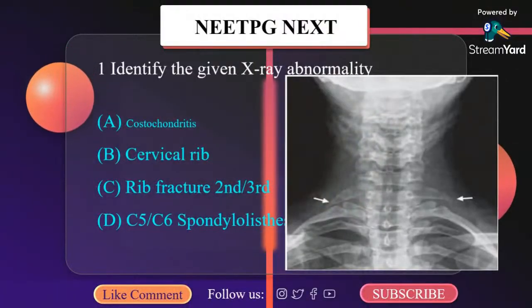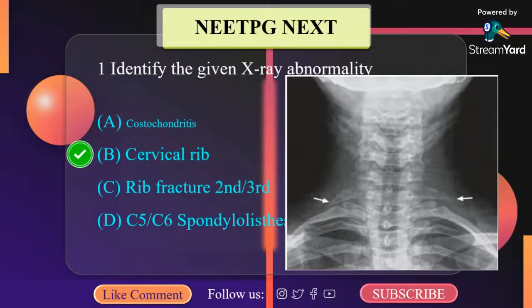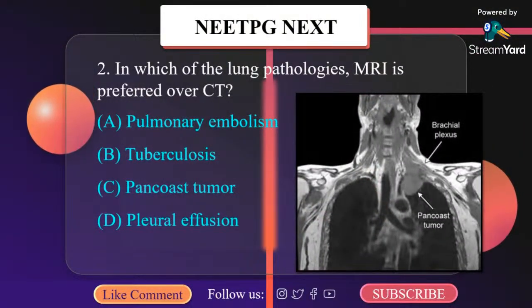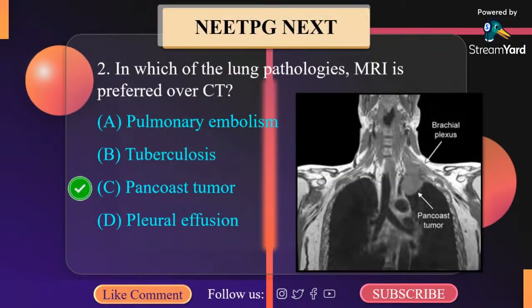Identify the given X-ray. Well, you can see a cervical rib. So the correct option here is B, cervical. In which of the following lung pathologies is MRI preferred over CT? A. Pulmonary embolism, B. Tuberculosis, C. Pancreas tumor, D. Pleural effusion. It is pancreas tumor.